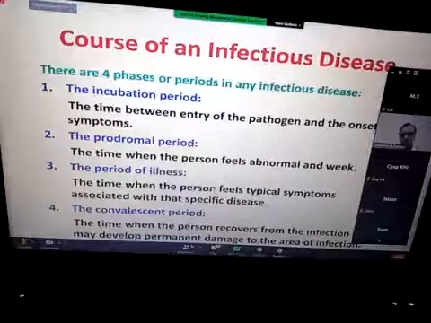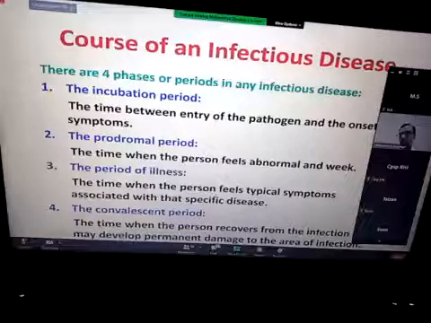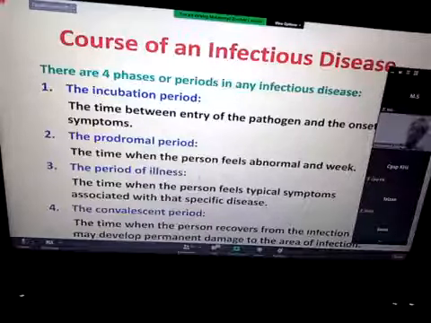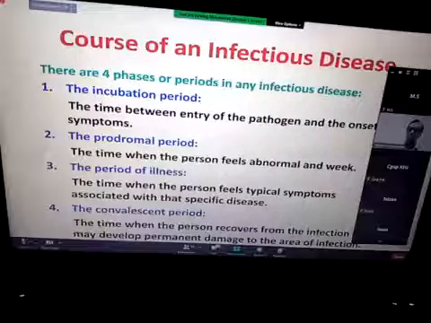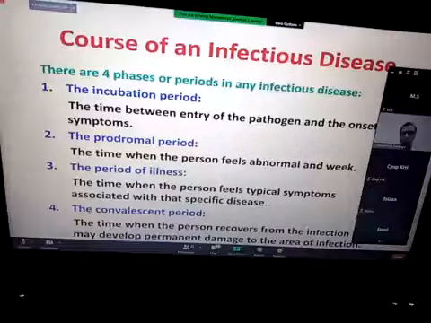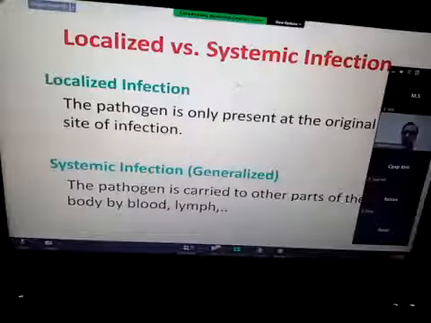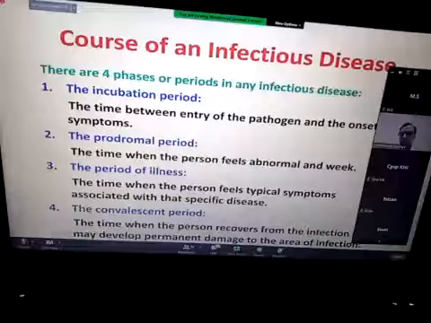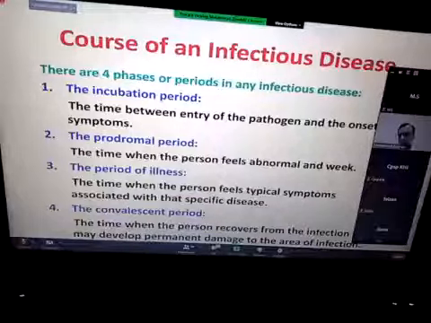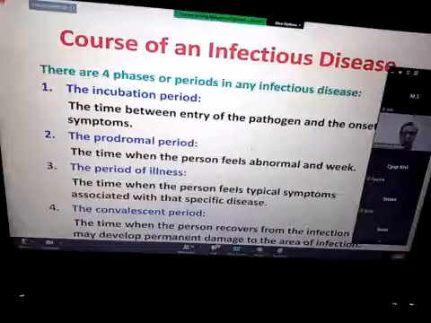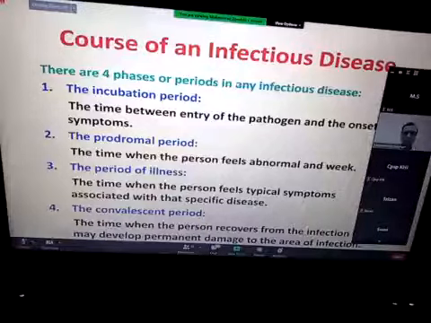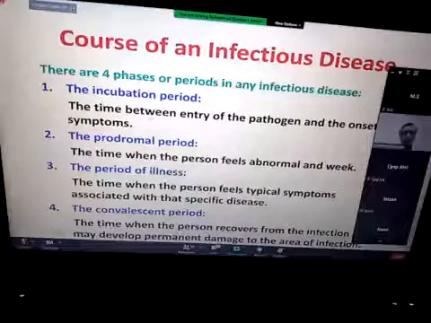And the period of illness: I started to have my diarrhea, vomiting. So this is the period of illness. Before that, I had small abdominal pain and a discomfort. That was the prodromal period, and after that I started to feel some symptoms. And the convalescent period: when I started to recover, I started to develop antibodies, and my area of infection started to subside. So these are the four phases in any infectious disease: incubation, prodromal, illness, and convalescent period.